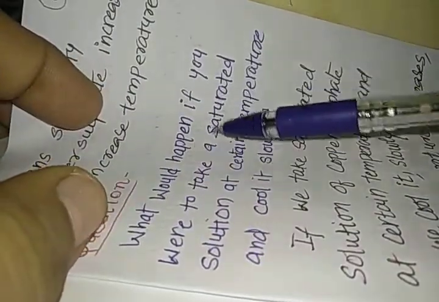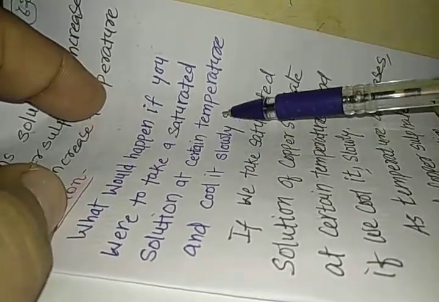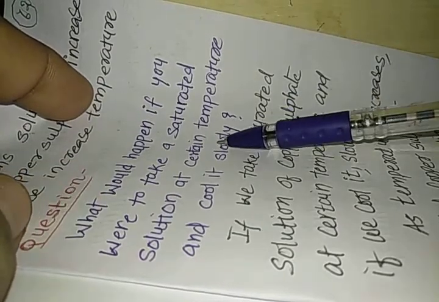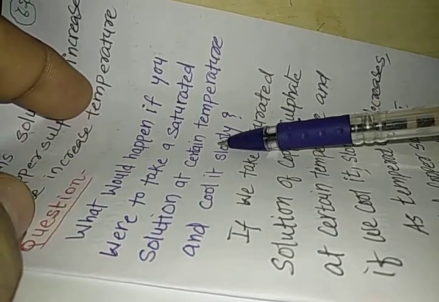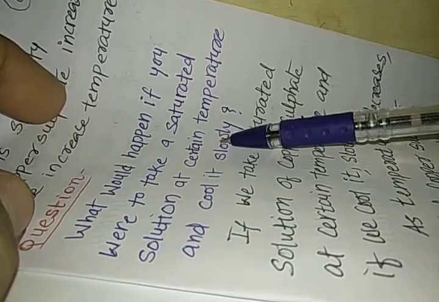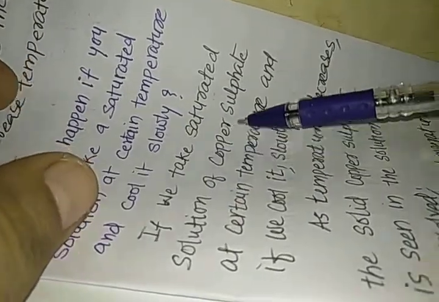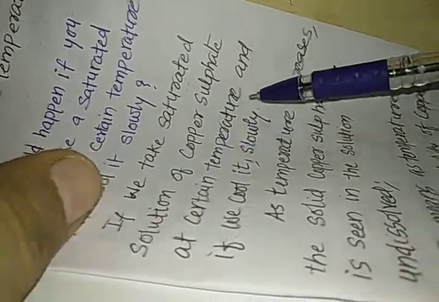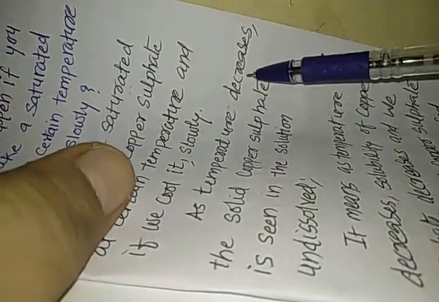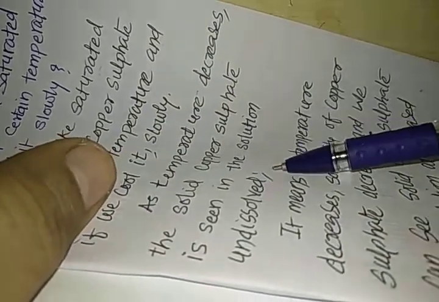What would happen if you were to take a saturated solution at a certain temperature and cool it slowly? Now we are going to study. Suppose we take a copper sulfate solution which is a saturated solution and we cool it. Let us see what happens. If we take saturated solution of copper sulfate at certain temperature and cool it slowly, as the temperature decreases, the solid copper sulfate is seen in the solution undissolved.